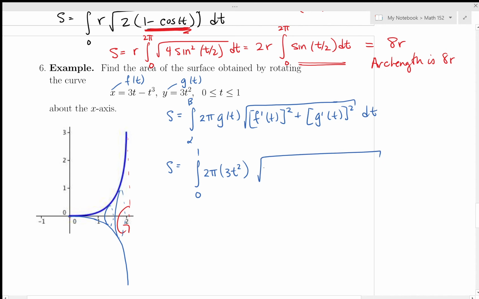So I'm taking the derivative of f with respect to t. I get 3 minus 3t squared, and I'm going to have to square that. And then I have to take the derivative of g with respect to t and square that. So I get 6t, and when I square 6t, I get 36t squared. It's looking pretty ugly, actually, isn't it? Okay.